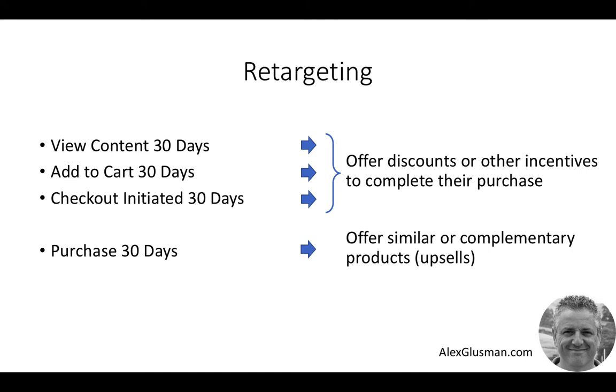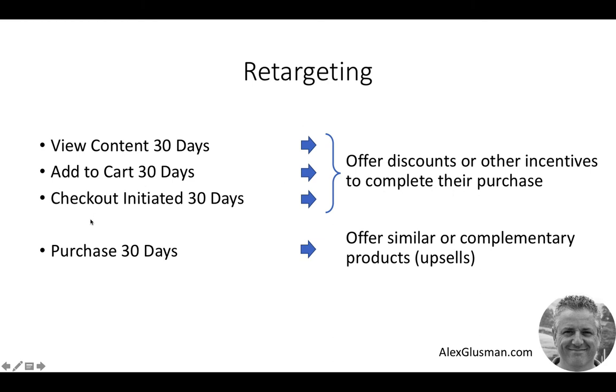In order to do retargeting, we have to have these audiences created. These audiences view content, add to cart, and checkout initiated. You can offer discounts or other incentives to complete their purchase because these people have not purchased, in theory. What we need to bear in mind is that in order to get the people who haven't purchased that are included in the view content, add to cart, and checkout initiated audiences, we need to exclude people who purchased from this audience down here, the purchase 30 days audience. We need to exclude the people in this audience from whatever audience we're using in here to offer discounts or other incentives to complete their purchase.